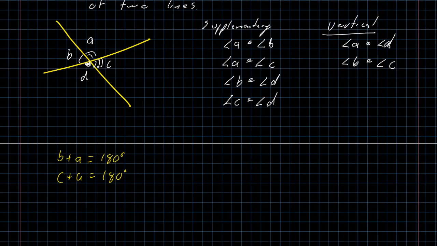Now watch this. The transitive property of equality says when you have two equations that are both equal to the same thing, then the other side of the equations are equal to each other. B plus A has to be equal to C plus A, and then if I just subtract A from both sides of the equation, I get that B is equal to C.